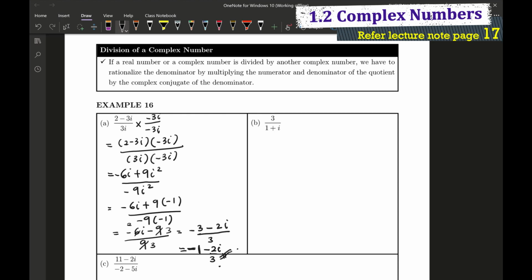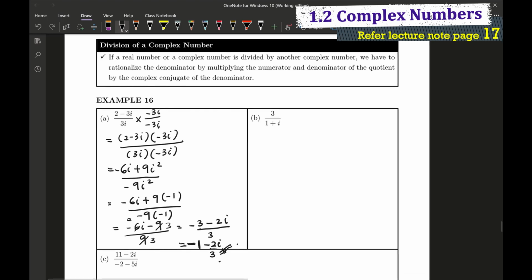Okay, so go through step by step slowly. Don't rush, if not, you will make a mistake. Make sure you don't make any mistake. Okay, that's for Example 16a.